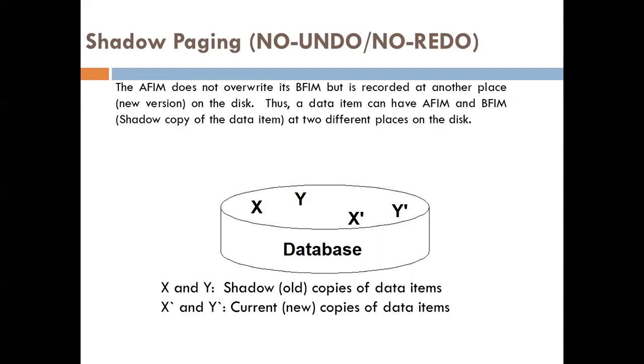So here in the database itself, there are X and Y. At the same time, we have X dash and Y dash. Whereas X and Y are the old copies, X dash and Y dash are the current, new copies. So the old copy is also called a shadow. That's why it is called shadow paging. If there are conflicting operations on a data item, then shadow paging is utilized.